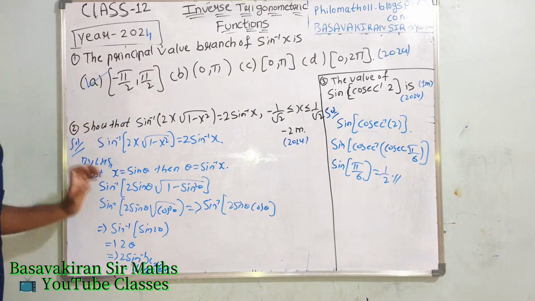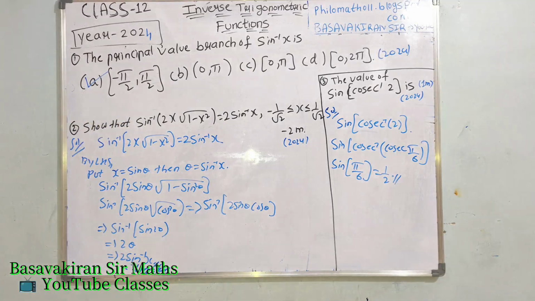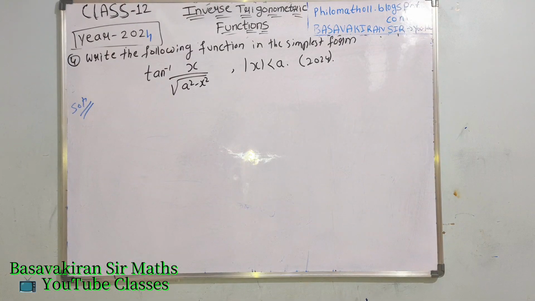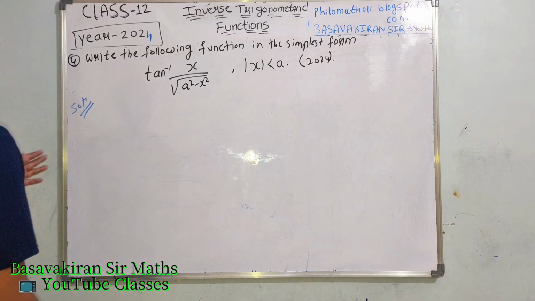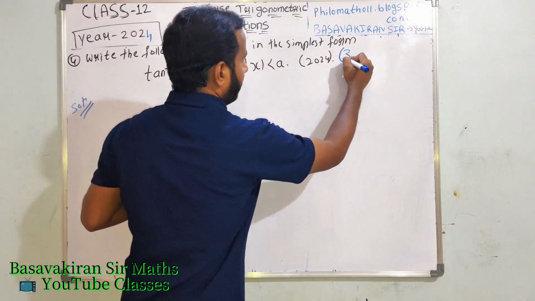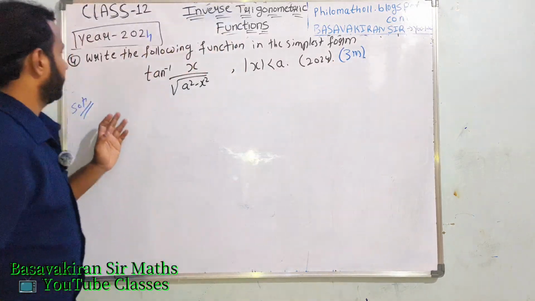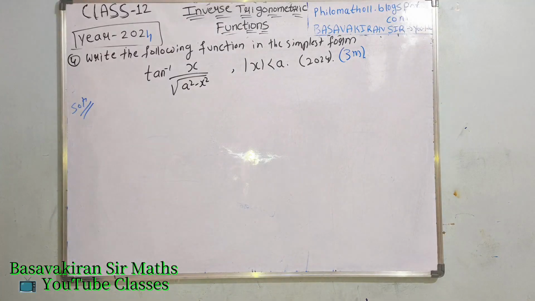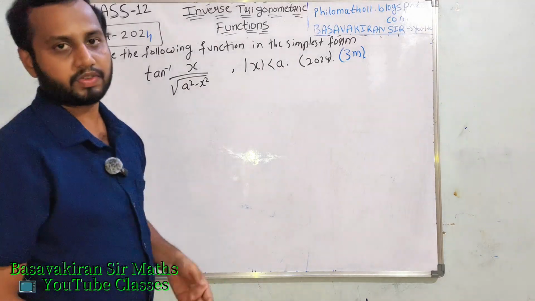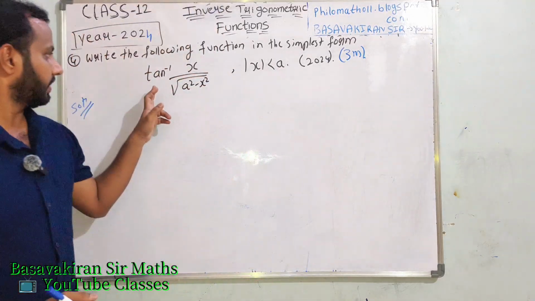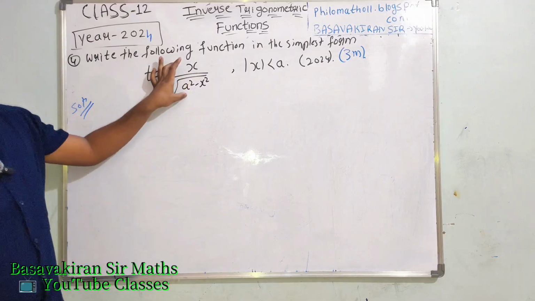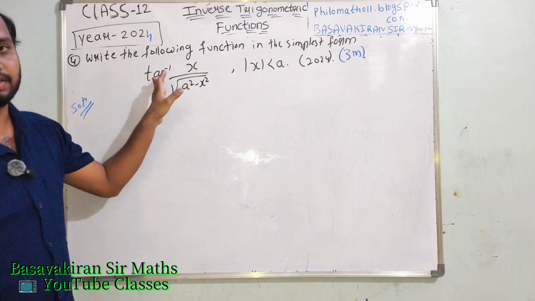One more question is there. Coming to the 3 marks question of 2024. Write the following function in the simplest form. We have to convert it into the simplest form. Here there is tan inverse, so we have to convert the function to tan theta, so that tan inverse of tan gets cancelled.